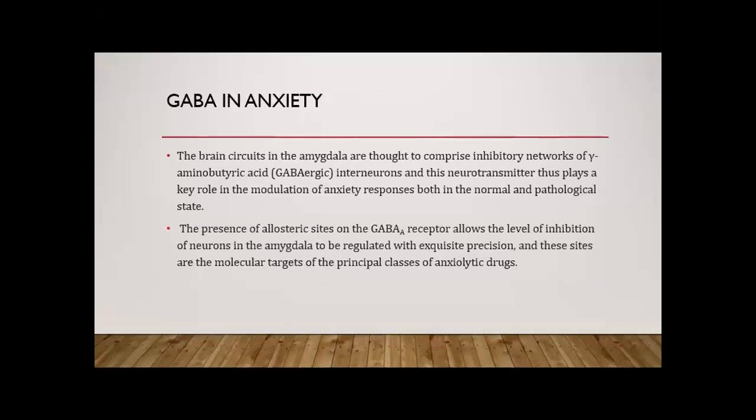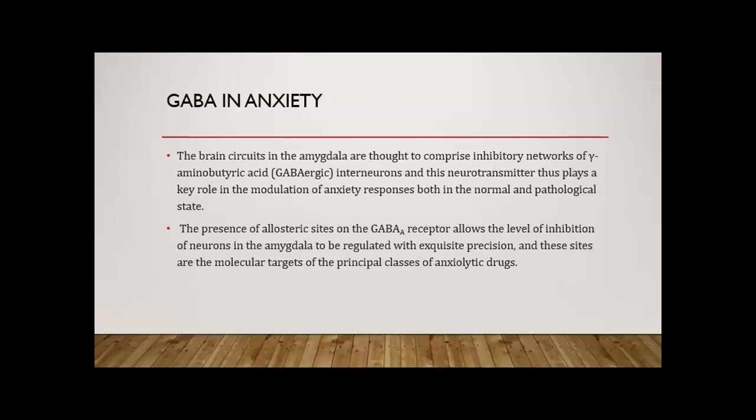GABA and anxiety. The brain circuits and amygdala are thought to comprise inhibitory networks of gamma aminobutyric acid interneurons. This neurotransmitter thus plays a key role in modulation of anxiety responses, both in normal and pathological state.